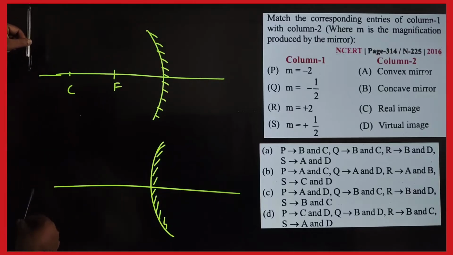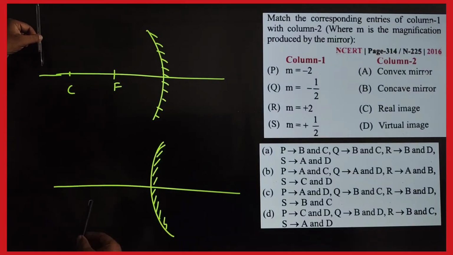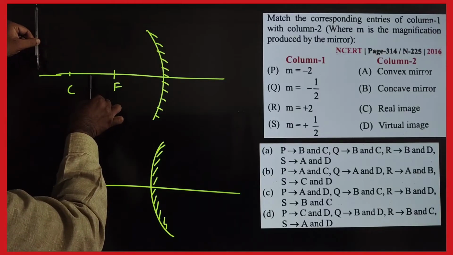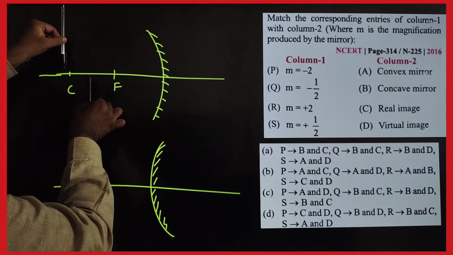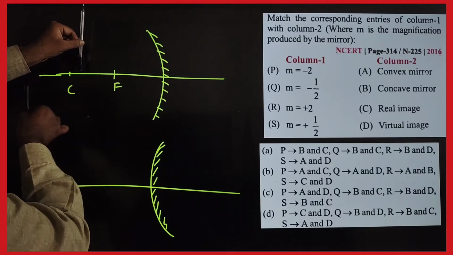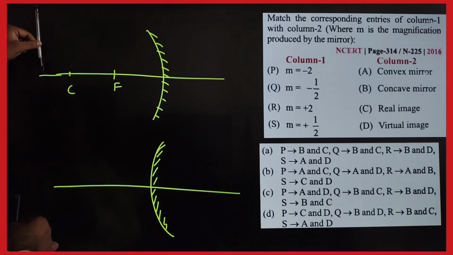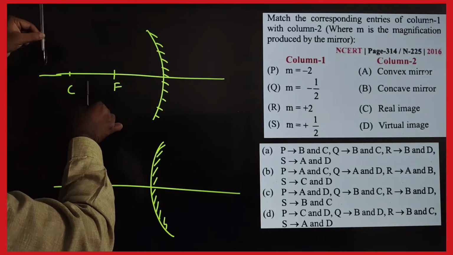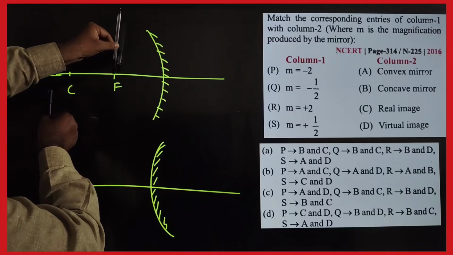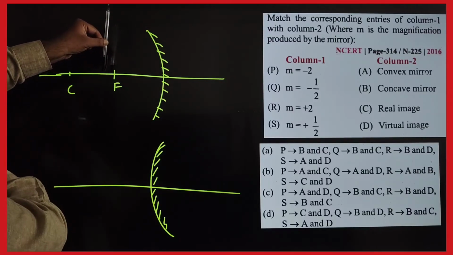याद रखो यहाँ पर ऑब्जेक्ट को एक एक स्टेप में नजदीक लेके जा रहे. पहले ऑब्जेक्ट किधर रखे? बियॉन्ड C रखे, और इमेज कहां फॉर्म हो रहा? बिटवीन F एंड C. ऑब्जेक्ट को C के पास रखे, इमेज C के पास आया. ऑब्जेक्ट को फिर बिटवीन F एंड C ले लिए तो इमेज बियॉन्ड C गया. ऑब्जेक्ट अगर बियॉन्ड C है तो इमेज बिटवीन F एंड C. ऑब्जेक्ट अगर बिटवीन F एंड C है तो इमेज बियॉन्ड C. अब ऑब्जेक्ट एट F ले लिए तो इमेज इंफिनिटी.